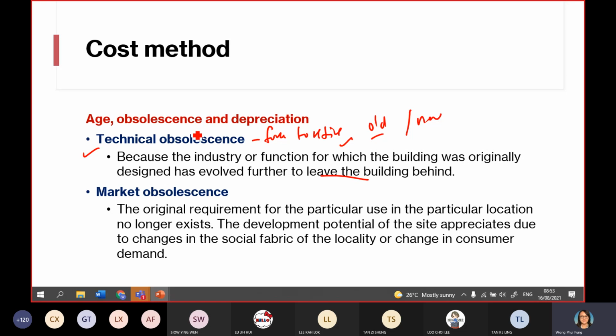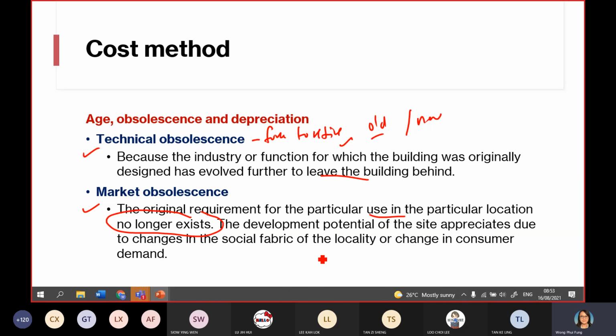Last, market obsolescence, which means that the original requirement for the particular use in the particular location no longer exists. The development potential of the site changes due to the changes in circumstances. Okay, for this one, this relates to Negeri Sembilan. Previously, the ECRL passed by Negeri Sembilan. Property prices increased because of the infrastructure improvement.